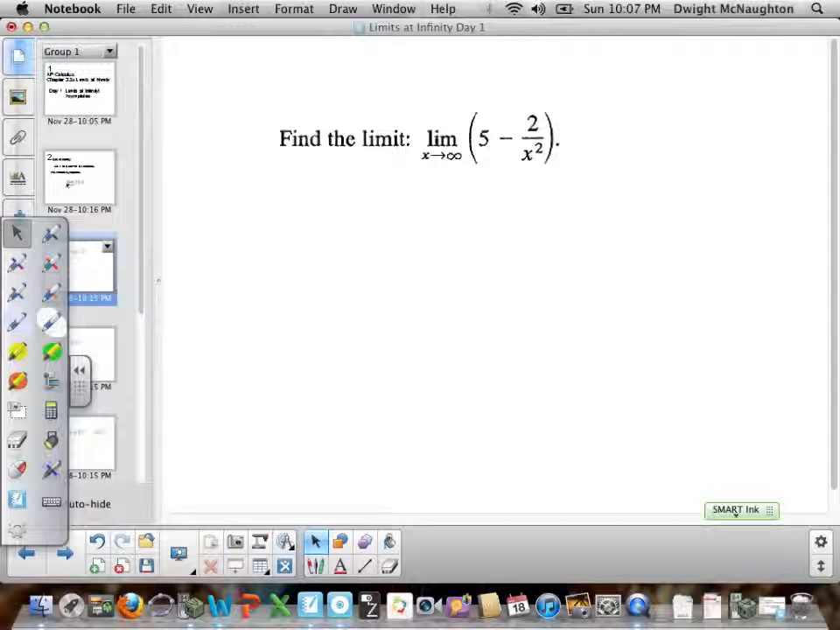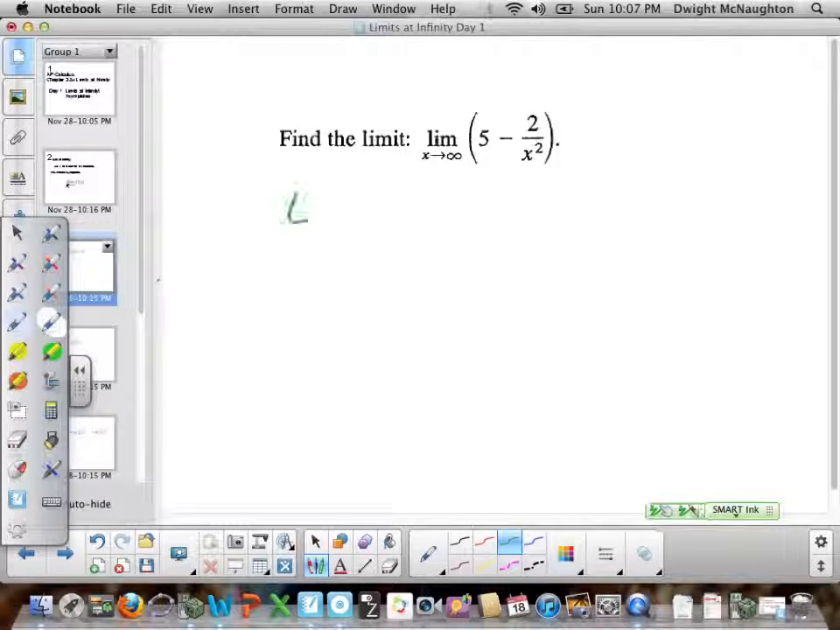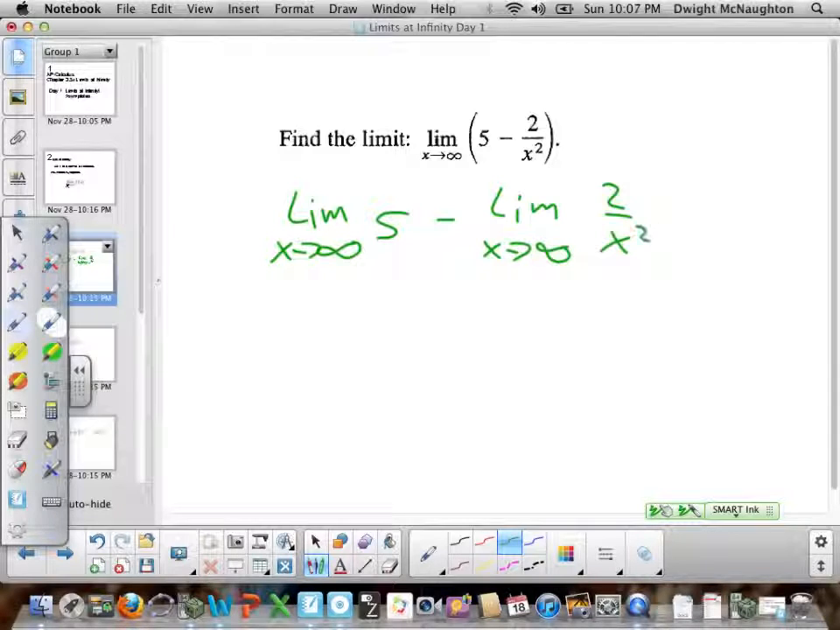Find the limit as x approaches infinity of 5 minus 2 over x squared. Let's take this into two pieces. Let's first do the limit as x approaches infinity of 5, and the limit as x approaches infinity of 2 over x squared, and subtract results. Well, as x approaches infinity, 5 is always 5. So the limit of 5 will be 5.